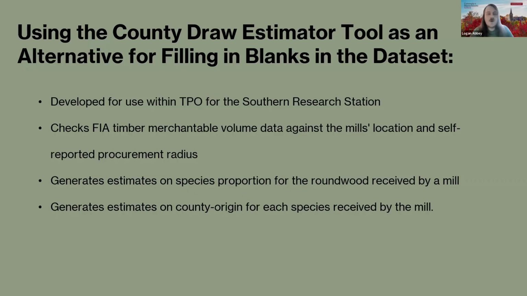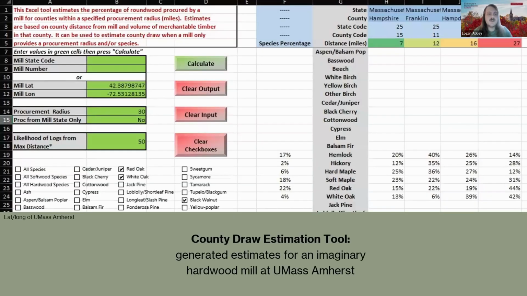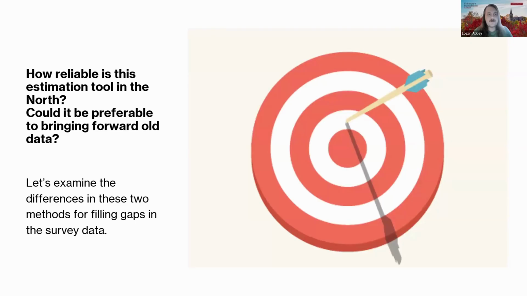I'm not going to go into too much depth about this because Matt did such a great job explaining it, obviously. But it basically generates estimates on county origin for each species received by the mill. We do ask for specific species information, so this generates that matrix for us. Here's a little imaginary mill existing at the location of UMass Amherst that's doing mainly hardwoods and some hemlock. You can see we've got the skew factor of 50 in there, and this mill has an imaginary procurement radius of 30 miles.